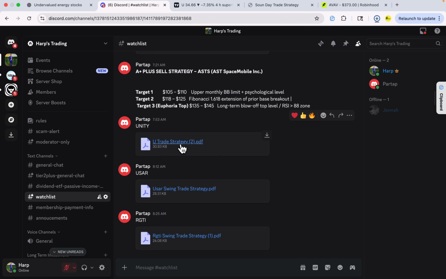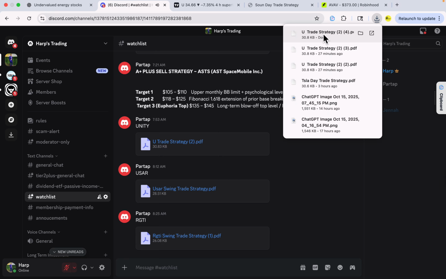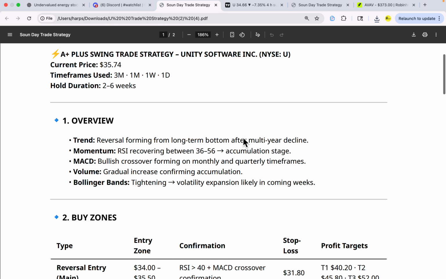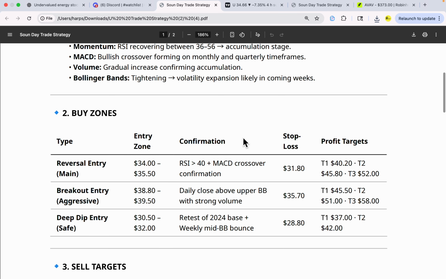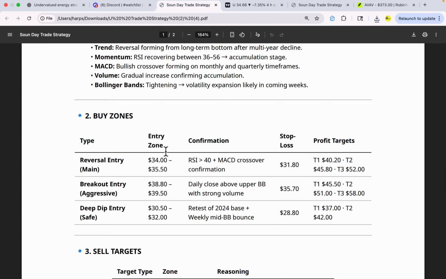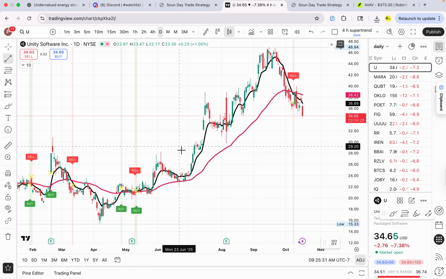We'll study together. In this class, we are discussing Unity chart analysis only for educational and informational purposes. So if you see the reversal entries for price action, Unity: 34, 35 and 38 breakout, and dip is $30 and $32. Now go back to the chart, how we find these numbers, very interesting.